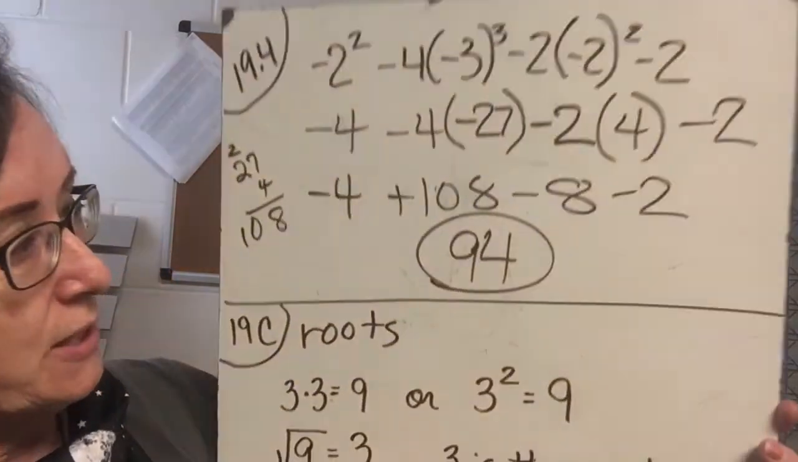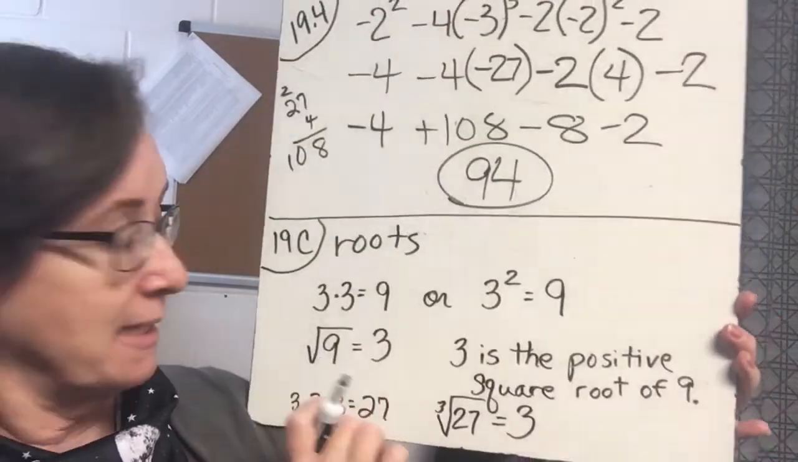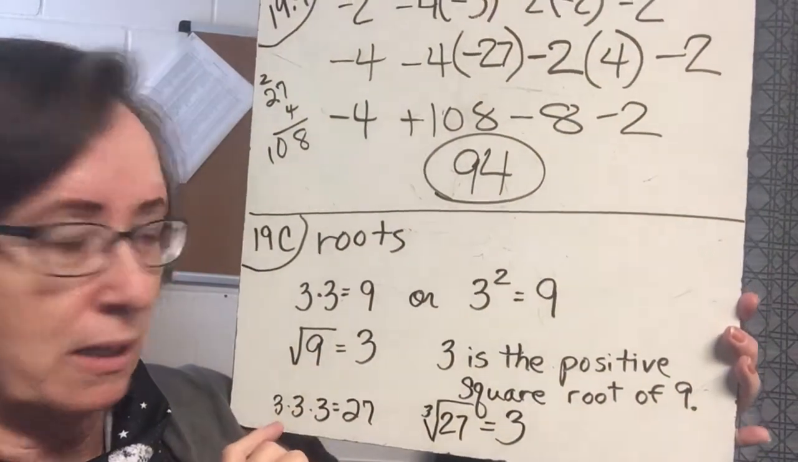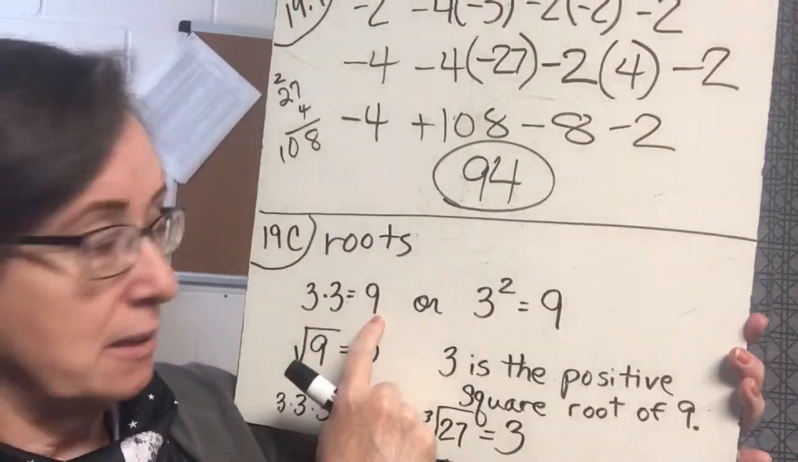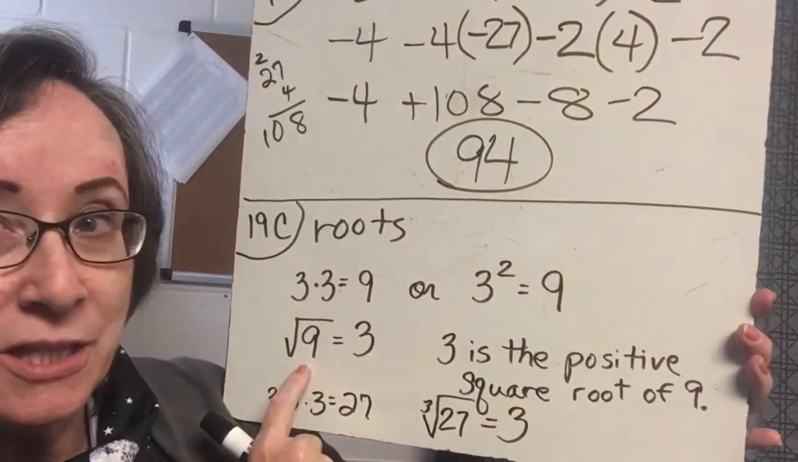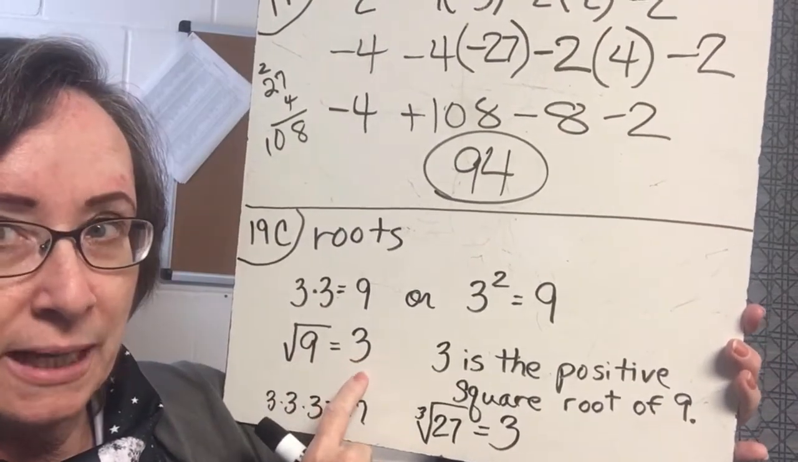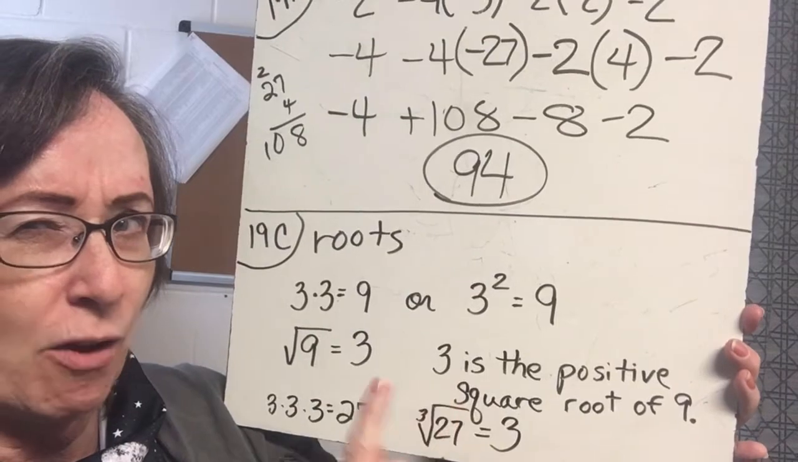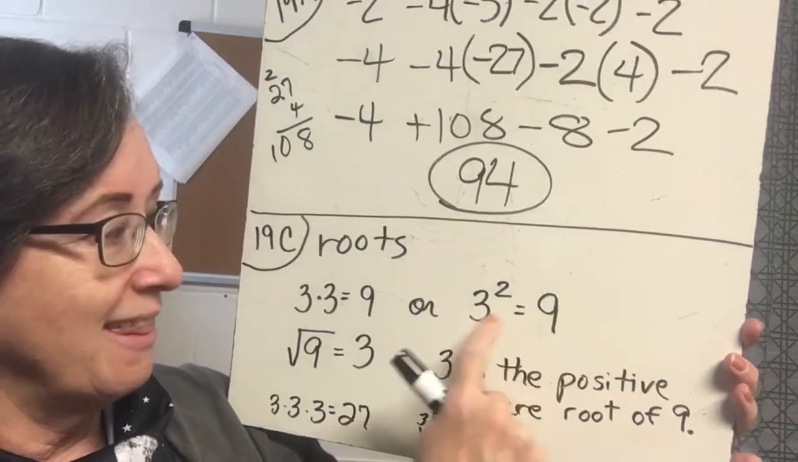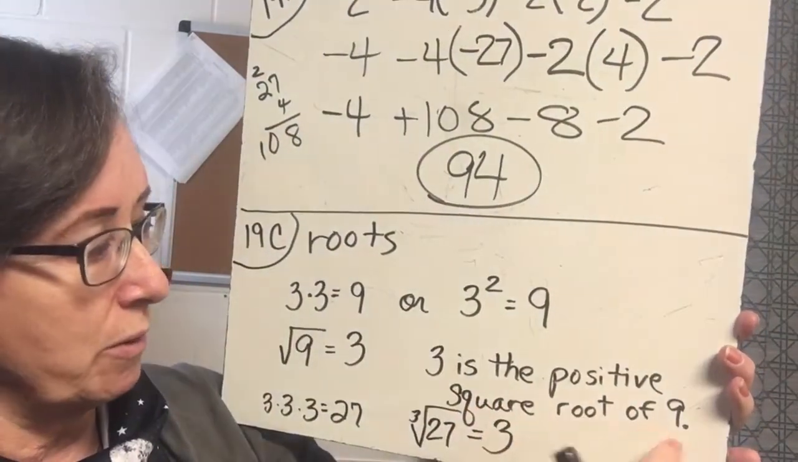Okay, so now we're moving into part C of our lesson, which is roots. Let's just explore a little bit. 3 times 3 is 9, so 3 squared is 9. And this symbol is the square root symbol. So the square root of 9 is 3. The square root symbol just means, go find the root, which is the number that when squared gives you 9. That number is the square root of 9. So 3 is the positive square root of 9.